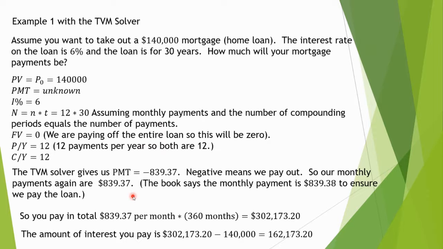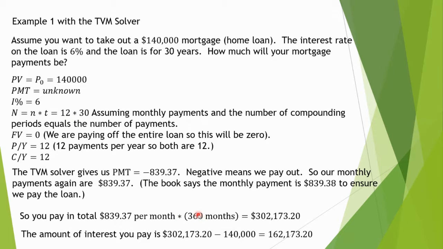Right? I mean, we're spending $839.37. That's per month. We're spending that much per month. This loan is going on for 30 years. 12 months per year times 30 years. So we have a monthly payment times 360 months. So 360 again comes from 12 times 30.